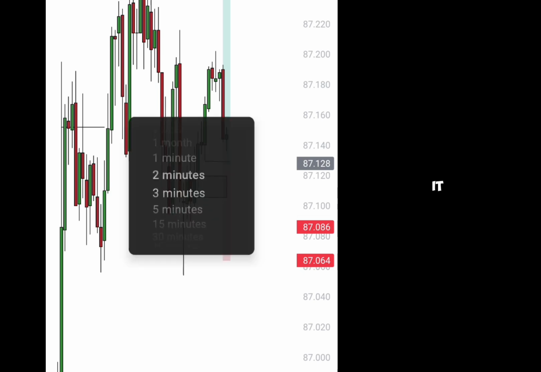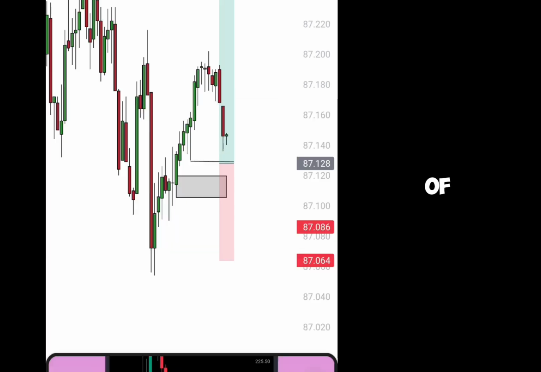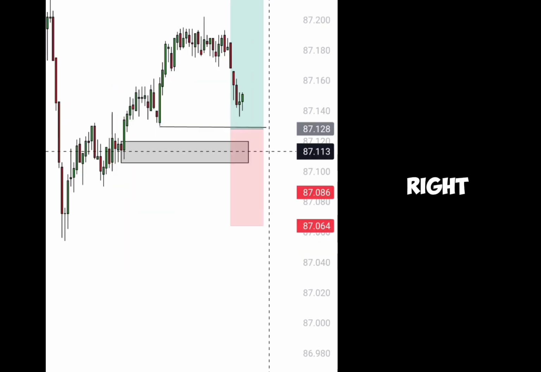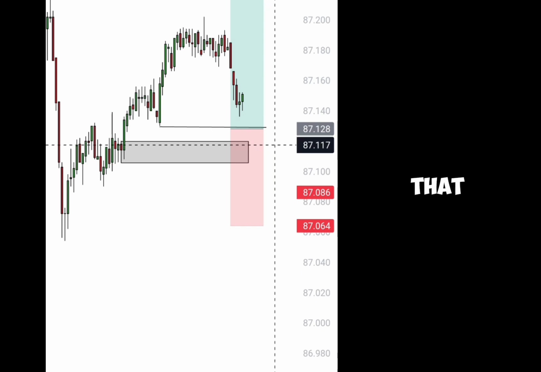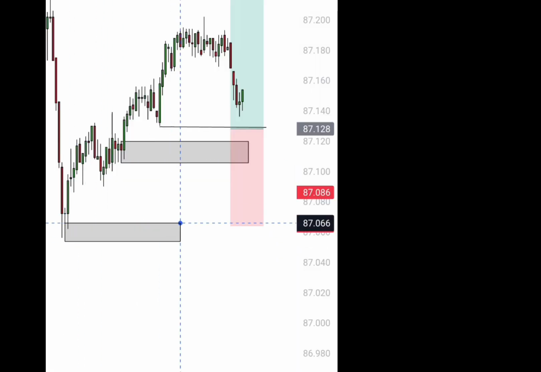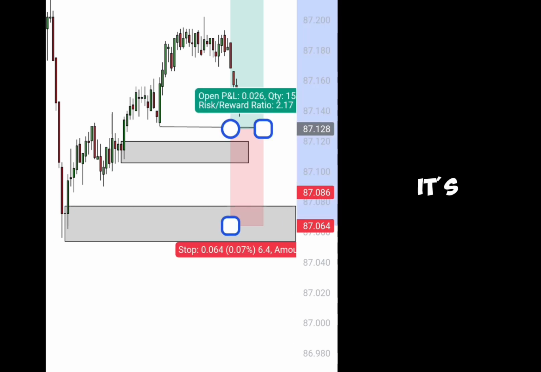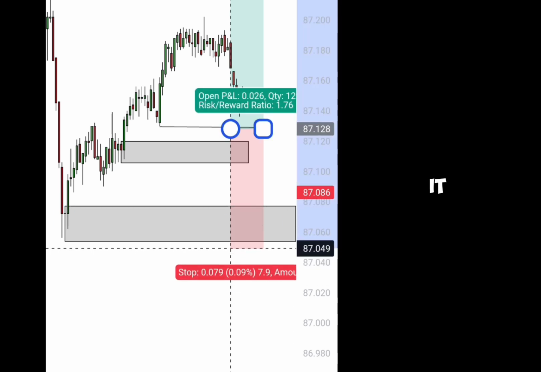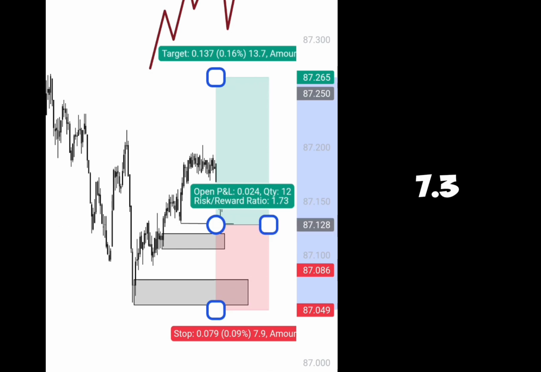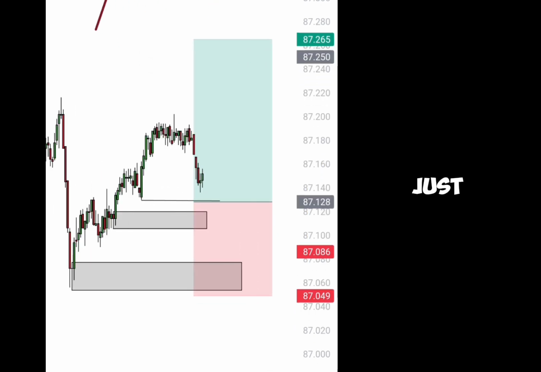Now the reason why I'm taking it below is because of something I see on the 1-minute time frame, right? This area is not the only order block that I have here. I also have another order block right there with a fair value gap. So it's sensible enough to put it below it, and then you can have your target above that zone. In this case, we have a risk reward ratio of 1 to 7.3. So this is just how it works.